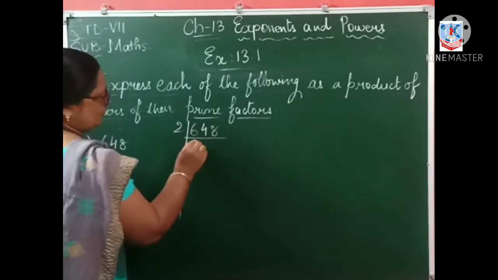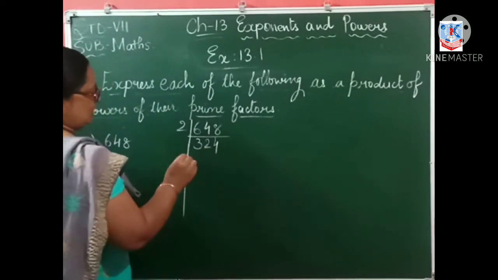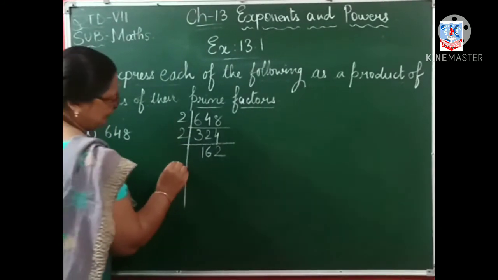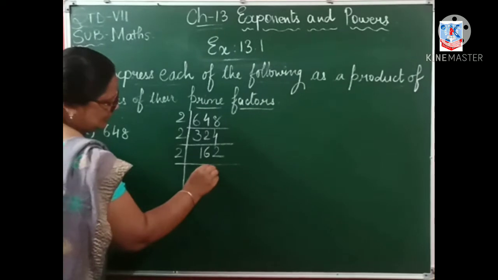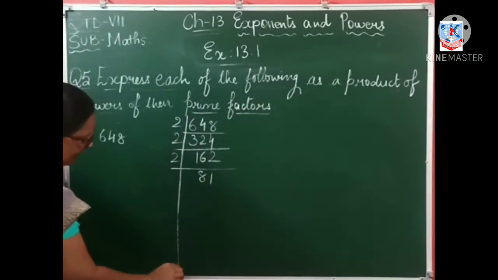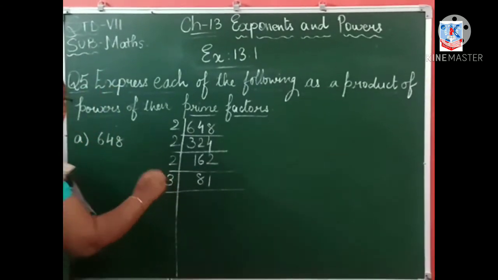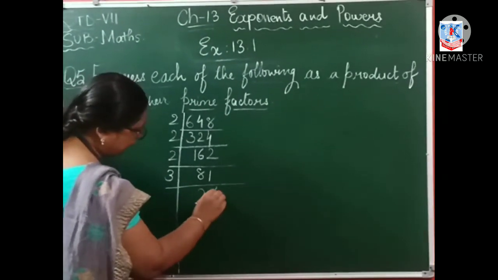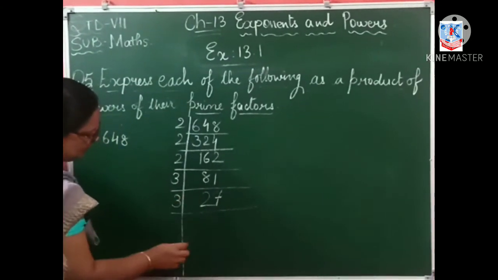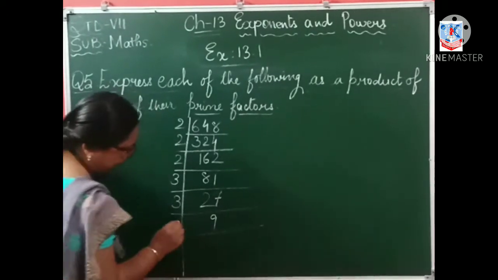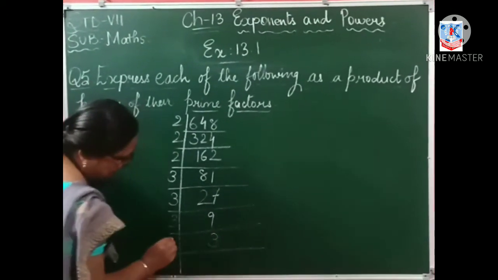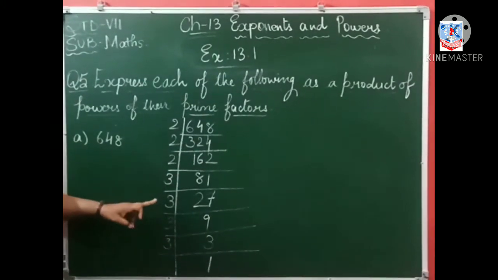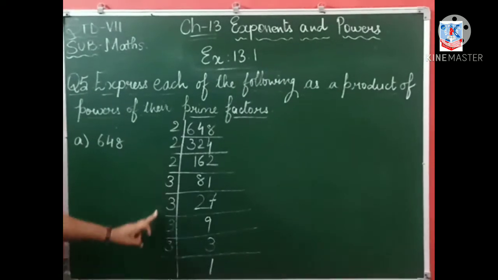2 3s are 6, 2 2s are 4, 4 2s are, okay? Again, 2. 2s are 81, okay? Now, 3s are. Now see, 2, 2, 2, 3, 3, 3, 3. 2 three times and 3 four times.